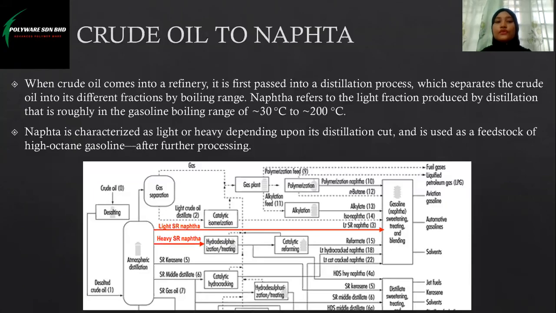Next is the processing of crude oil to naphtha. When the crude oil comes into the refinery, it first passes into the distillation column. We separate the crude oil into its different fractions by boiling range. Naphtha refers to the light fraction produced by distillation, roughly in a gasoline boiling range of 30 degrees C to 200 degrees C. Naphtha is characterized as light depending on its distillation, and is used as a feedstock of high octane gasoline after further processing. This is naphtha.